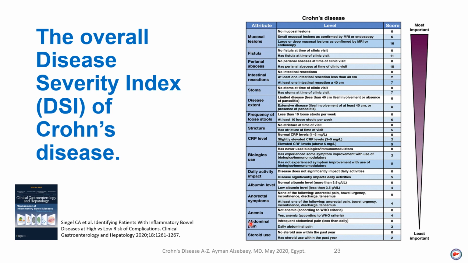Here he has also the same items, the mucosal lesion. If there is normal mucosa, it will take a score of 0, okay? If there are large or deep mucosal lesions confirmed by MRI or endoscopy, it will assign a score of 16, okay? Fistulae, perianal abscess, intestinal resection, stoma, disease extent, frequency of loose stool, okay? Presence of stricture, CRP, biological use, albumin, anorectal symptoms, anemia. So he has included all the parameters mentioned in the previous slide, and it is now called the Overall Disease Severity Index.